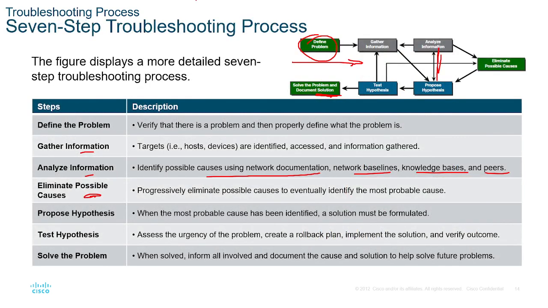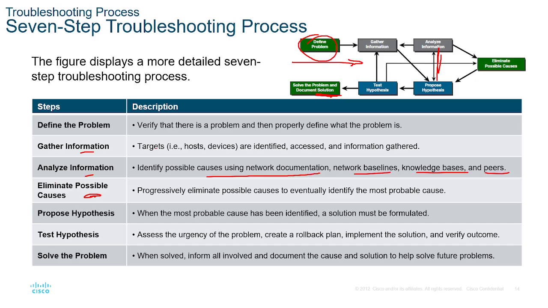So the 7-step troubleshooting process is like a fishbone chart. We have something for root cause analysis, which is named the fishbone chart. We have these 7 steps. First, defining a problem. Once you define a problem, you should know what the problem is and define it properly. Then gather information. What targets, hosts, and devices are identified and assessed, and information is gathered.